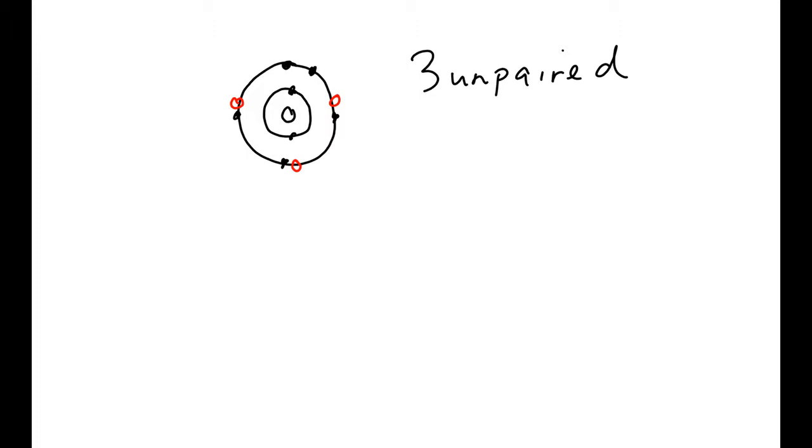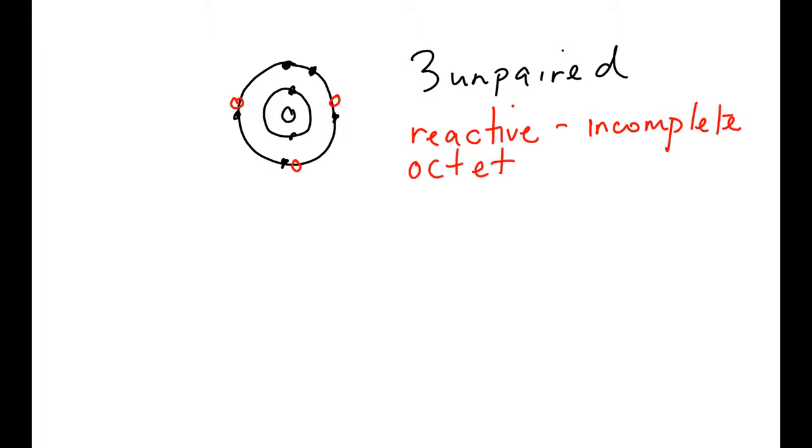Okay, so this is what they're talking about, unpaired electrons. So this is reactive because its octet isn't complete. It's got an incomplete octet. So this one's going to gain because the number to gain is less than the number to lose, right? So what element is this? Nitrogen.